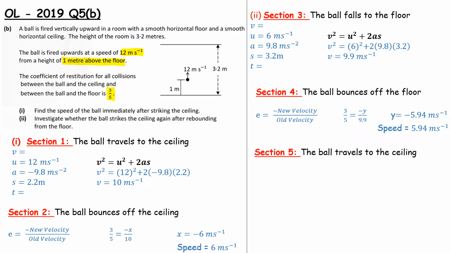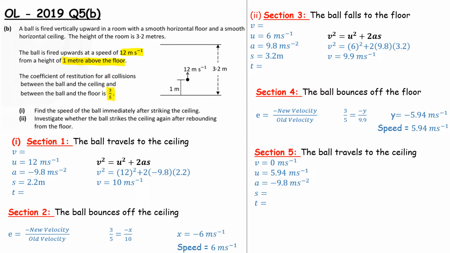The last section that we need to understand is the ball traveling towards the ceiling. So they've asked us to investigate, and that leaves it very open. It might be true, it might not. Investigate whether the ball strikes the ceiling again after rebounding from the floor. So I want to understand, does it have enough speed to get up to the ceiling again? There's a few different ways you can approach this, but all of them will need us to go to our VUAST. So I'm going to set up my VUAST.